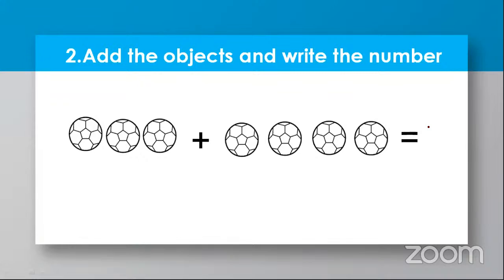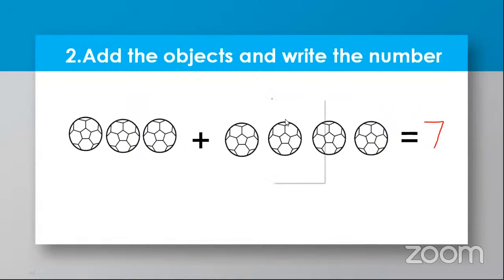When someone says add the objects and write the number, you count them together. First count 1, 2, 3. And this plus sign means also add these ones together, count them together. So we are going to count them together. 1, 2, 3, 4, 5, 6, 7. And then we shall write our number 7 here. Thank you very much. I think you can see how the exam was very easy.